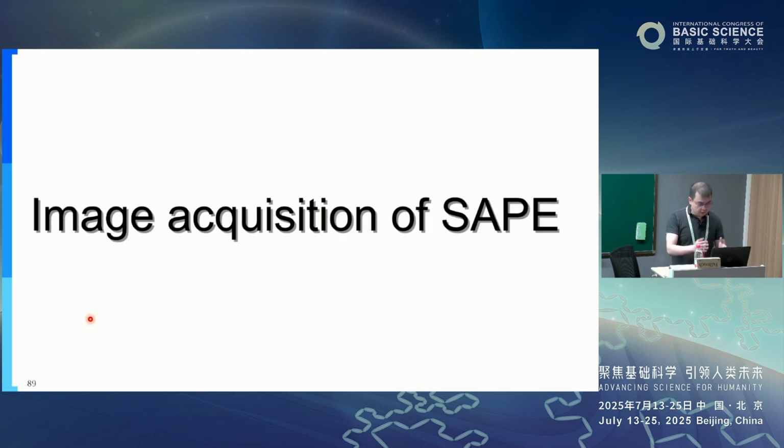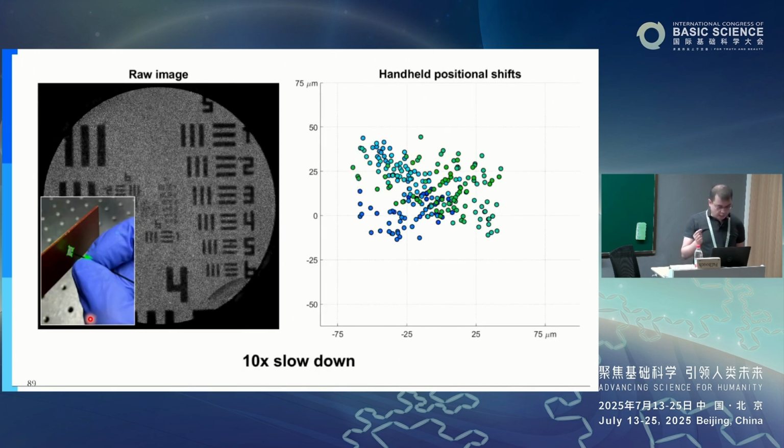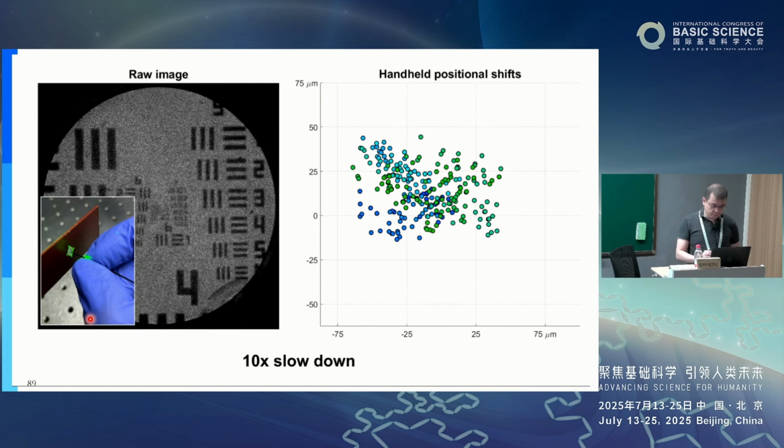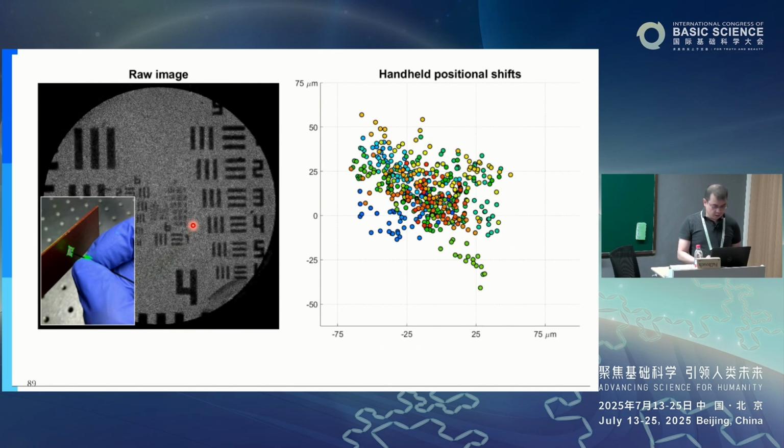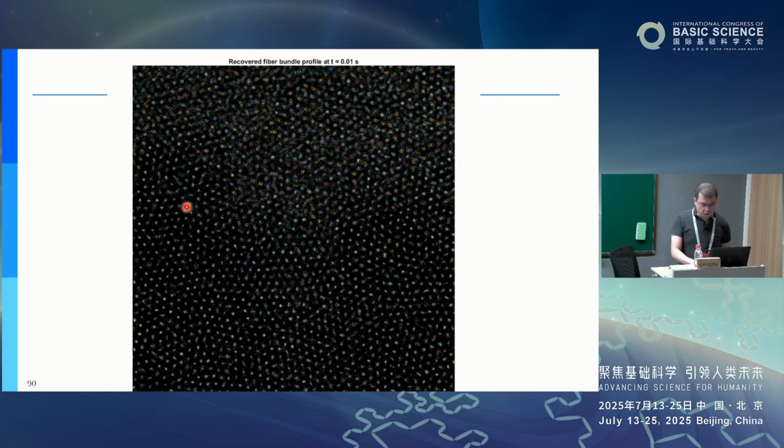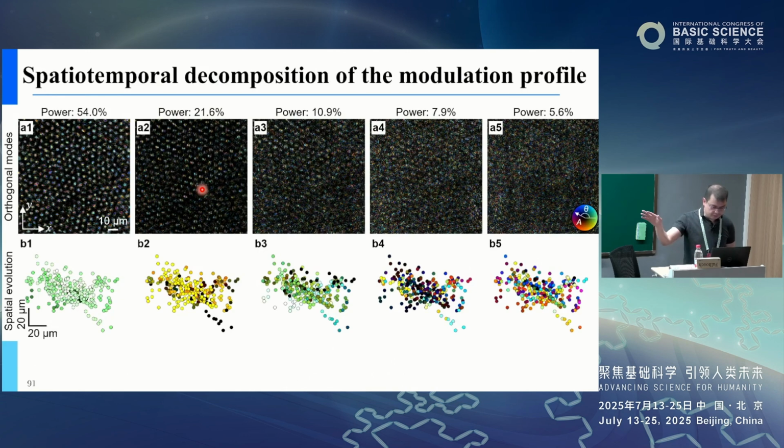So this is a video to show you the image acquisition process. I just hand hold this fiber bundle tip. You can capture a bunch of these diffraction patterns. And based on the data we capture, we can then recover the high resolution image of the object. We also need to correct for the changes of the modulation profile of the fiber bundle tips. So this is just some orthogonal mode decomposition to model the time variation of this fiber bundle tip.